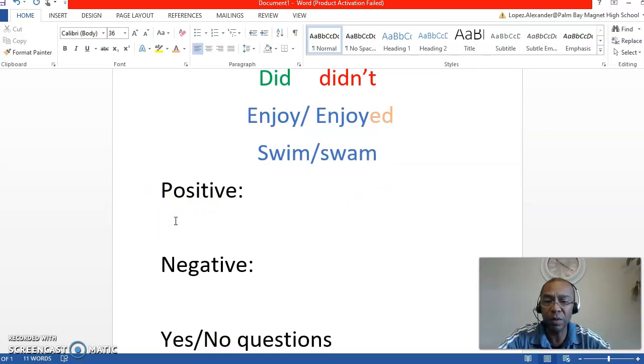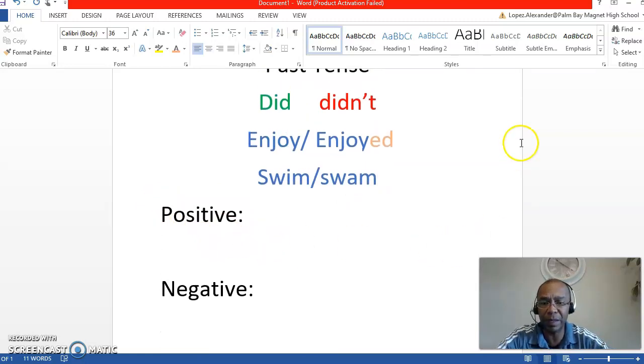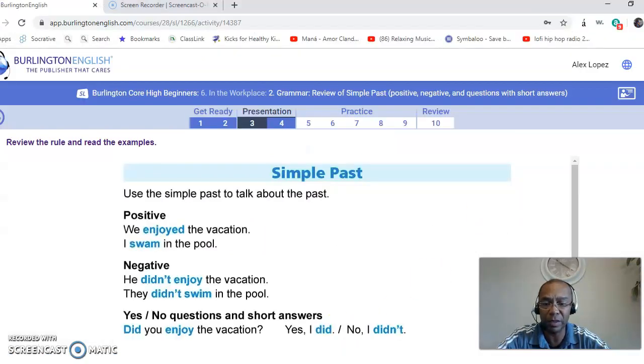So let's do a sentence using the positive, similar to the one that was here.